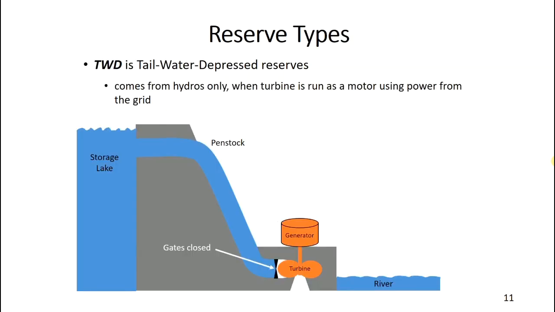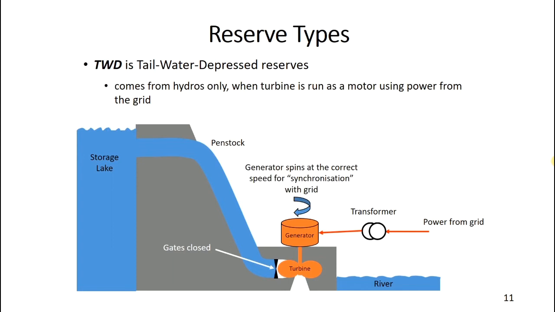As well as two classes of reserves, there's also different types of reserves. The first we'll look at is TWD, which stands for Tail Water Depressed. It only comes from hydros, and only when the hydro unit is not actually generating electricity. And the generator can be run as a motor from the grid. So in the diagram, we've got a dam in cross section with a storage lake behind it and a penstock. And at the bottom of the penstock are wicket gates, which are closed. So if we feed power into the generator, we can get it spinning in synchronization with the grid.